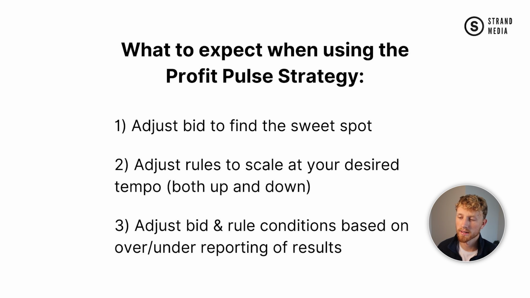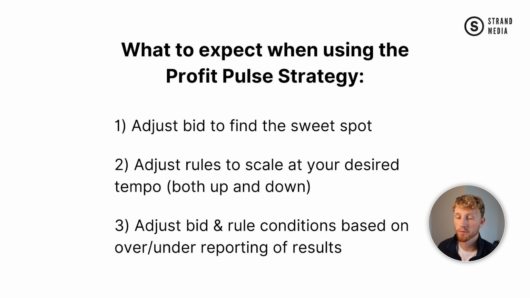The second thing to expect is that you need to adjust your rules in order to scale at your desired tempo. That goes both up and down. If you don't want to scale up really quickly, or you don't have the potential to scale quickly, then you want to use the scaling rule with a lower percentage and a longer time period as the condition before you scale up. On the other side, if you want to scale down quickly, or slower because you don't want to go all the way down and spend too quickly, you can also adjust the period to look at and the percentage you want to scale down with.